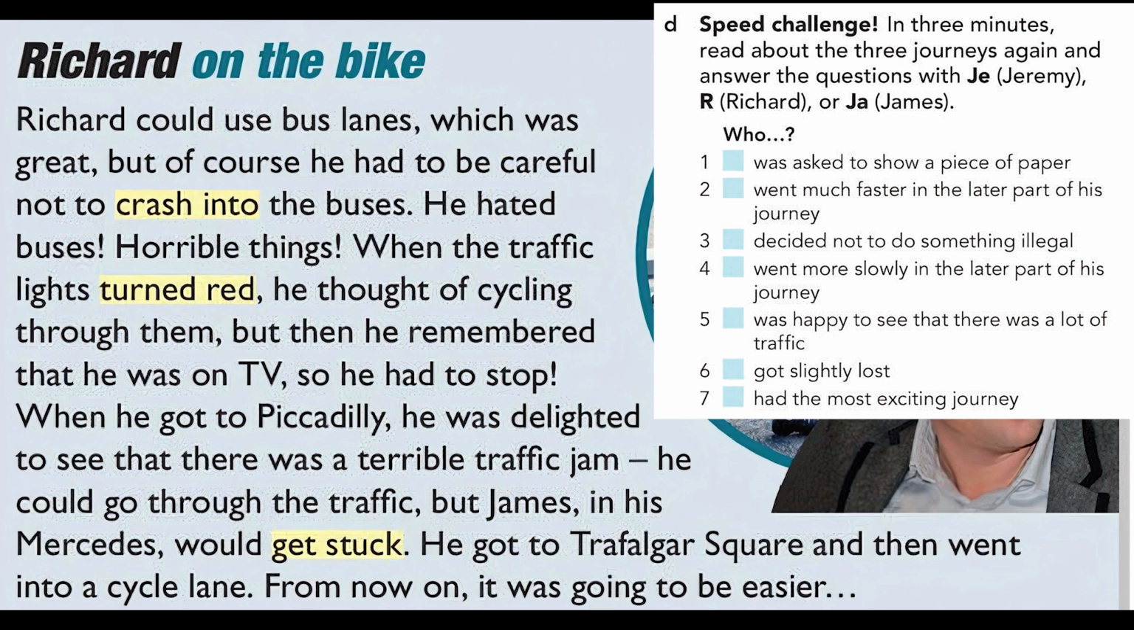When he got to Piccadilly, he was delighted to see that there was a terrible traffic jam. He could go through the traffic, but James in his Mercedes would get stuck. He got to Trafalgar Square and then went in the cycle lane. From now on, it was going to be easier.